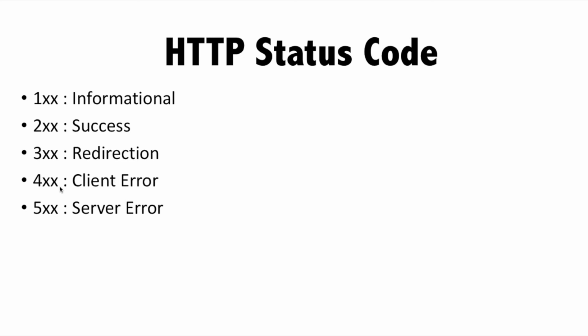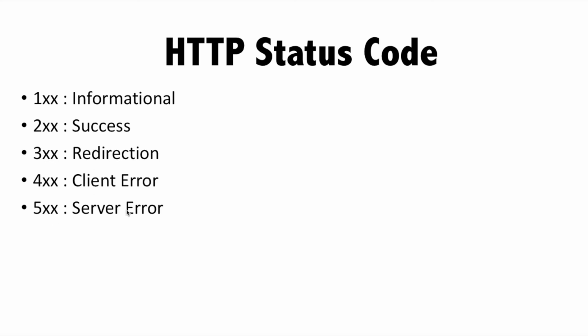The 400 class is client error. This class of status code is intended for cases in which the client seems to have erred. Except when responding to a HEAD request, the server should include an entity containing an explanation of the error situation and whether it is a temporary or permanent condition. These status codes are applicable to any request method. User agents should display any included entity to the user.